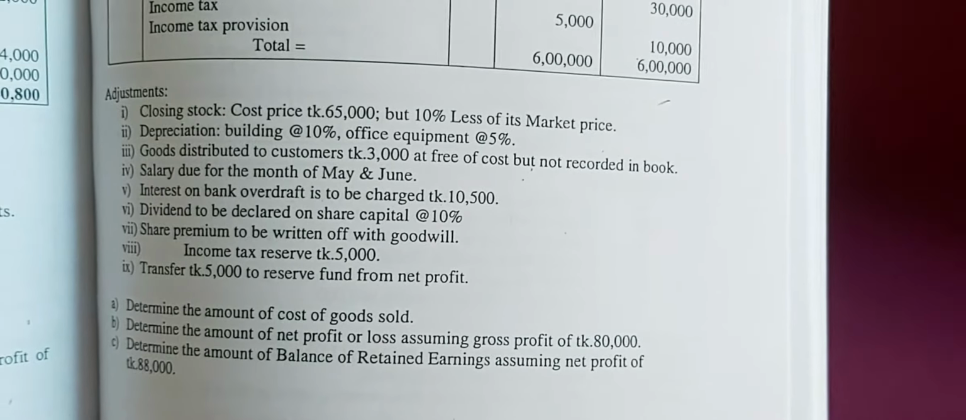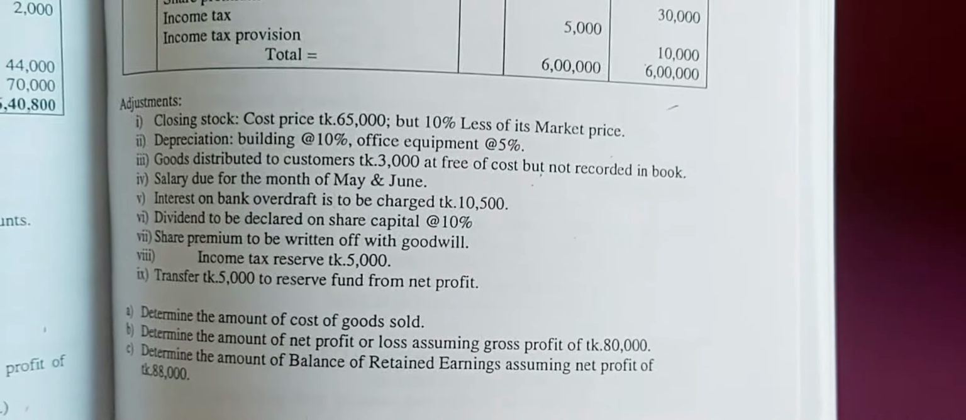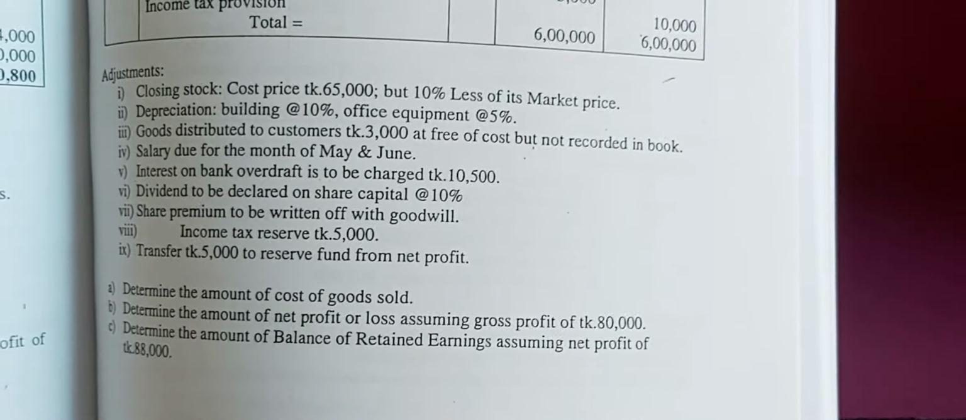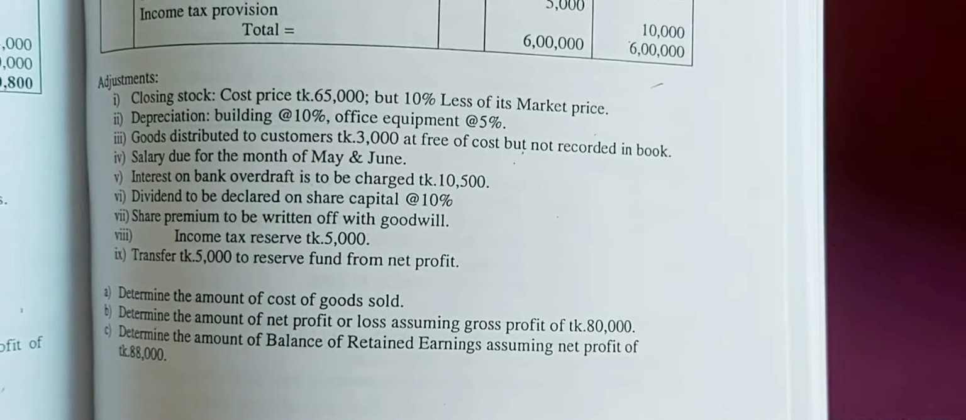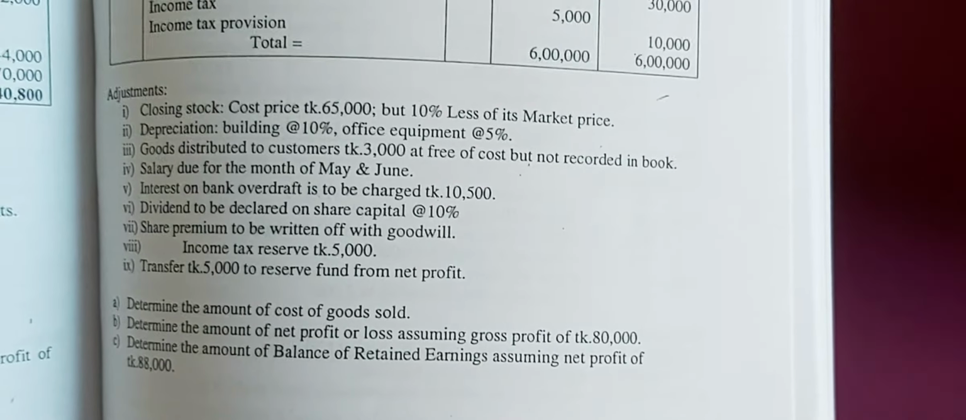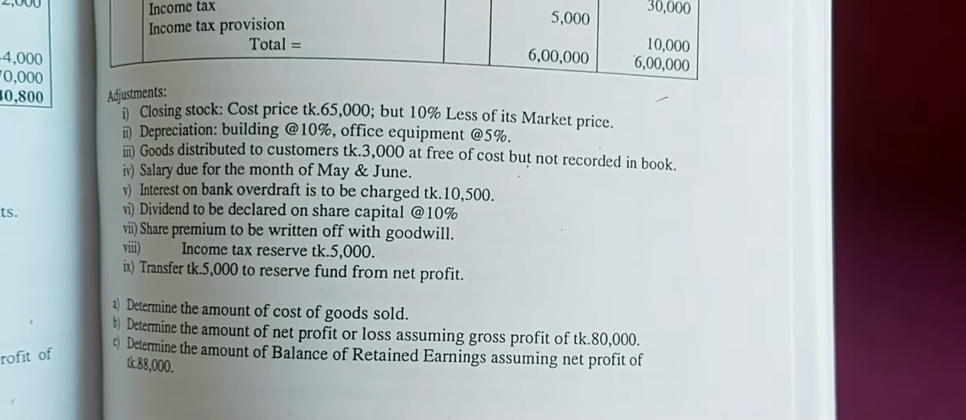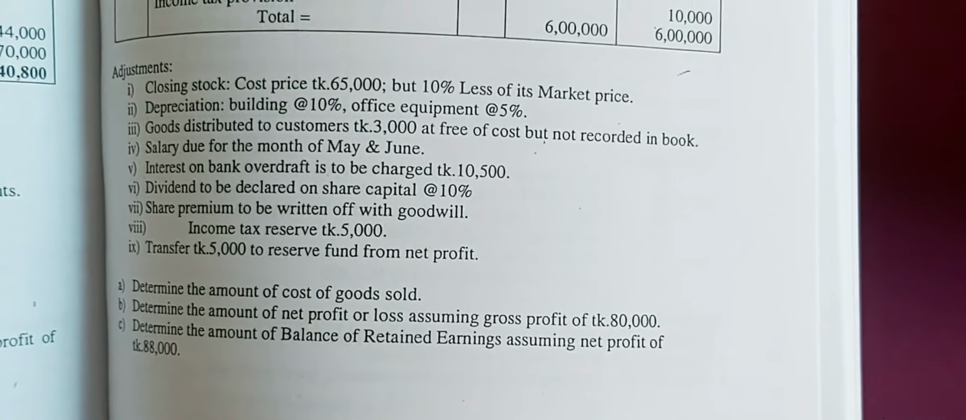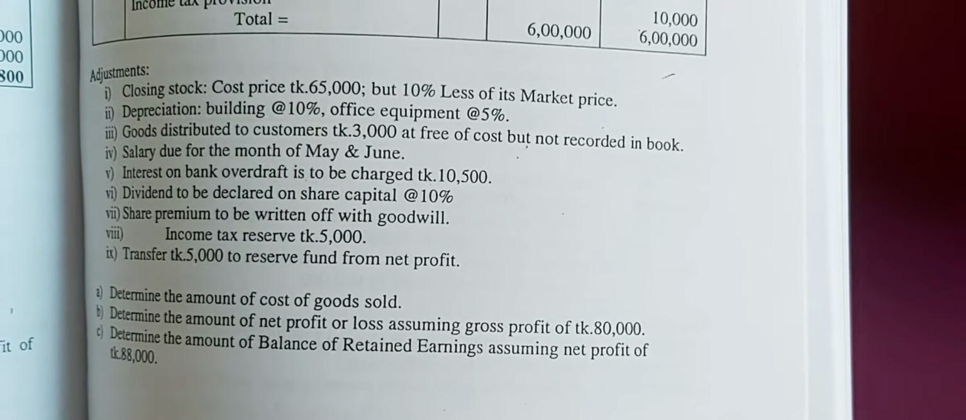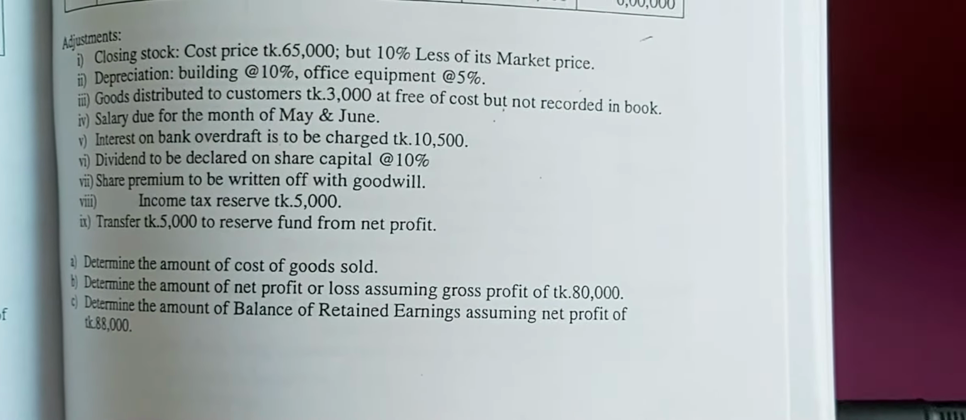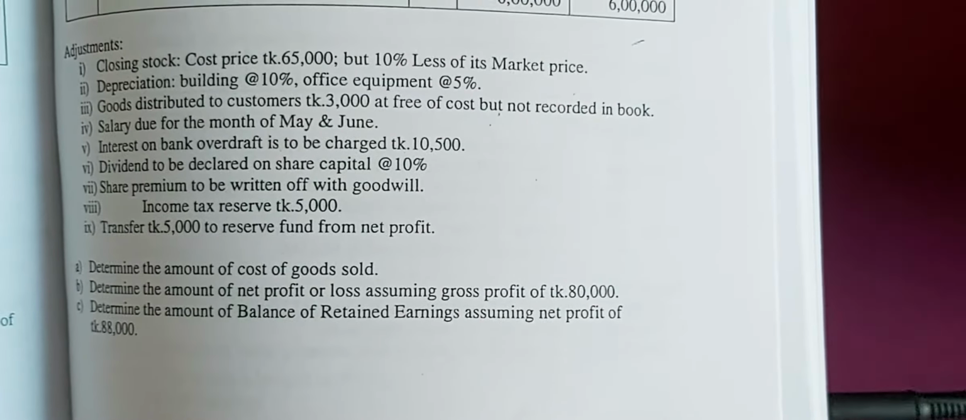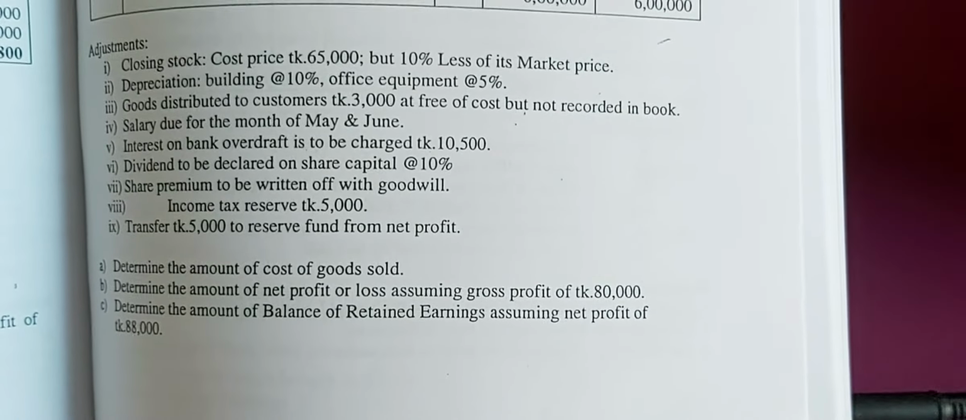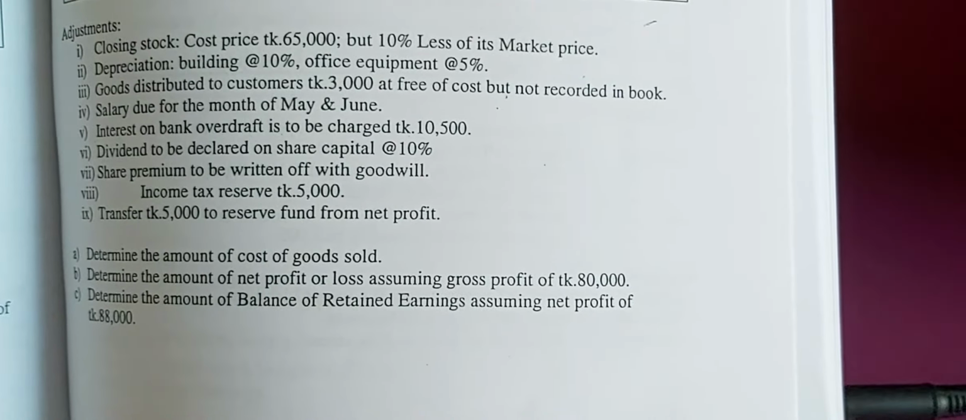Number 6, dividend to be declared on share capital at the rate of 10%. Number 7, share premium to be written off with goodwill. Number 8, new income tax reserve Taka 5,000. Number 9, transfer Taka 5,000 to reserve fund from net profit. But you have to record for preparing 3 items.